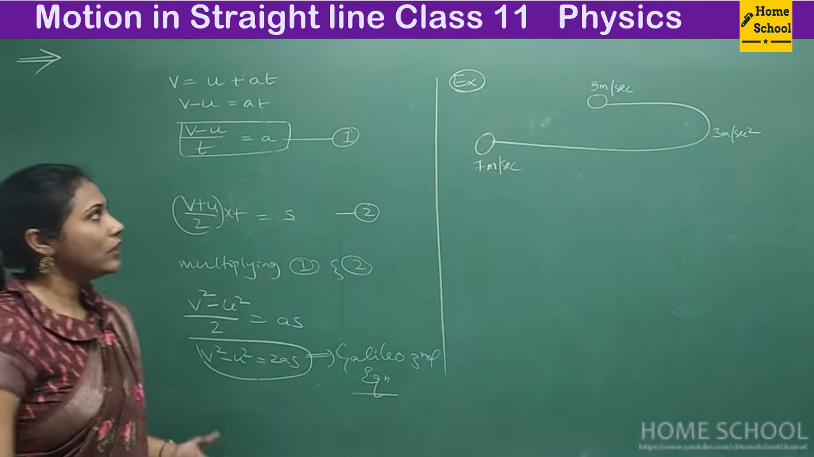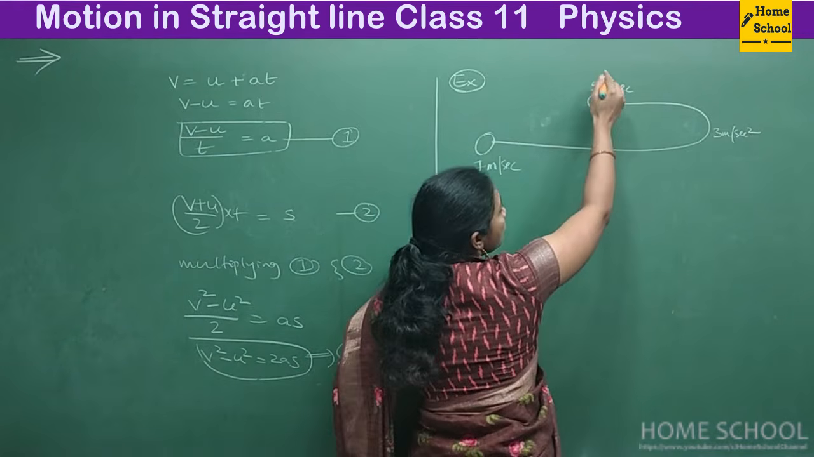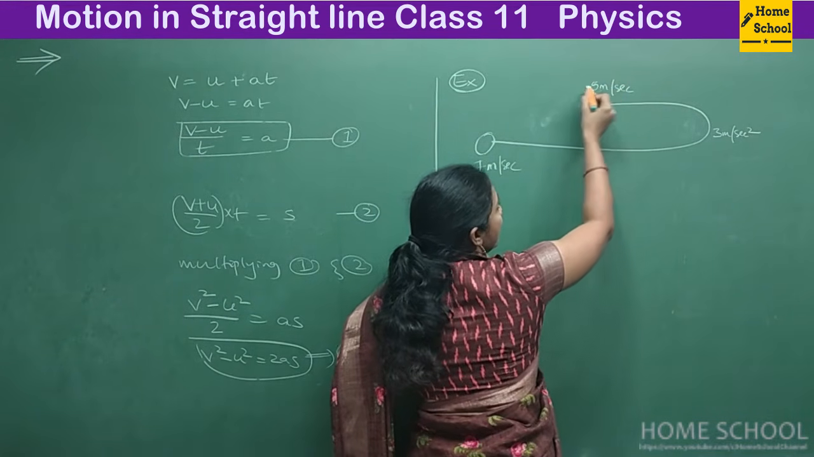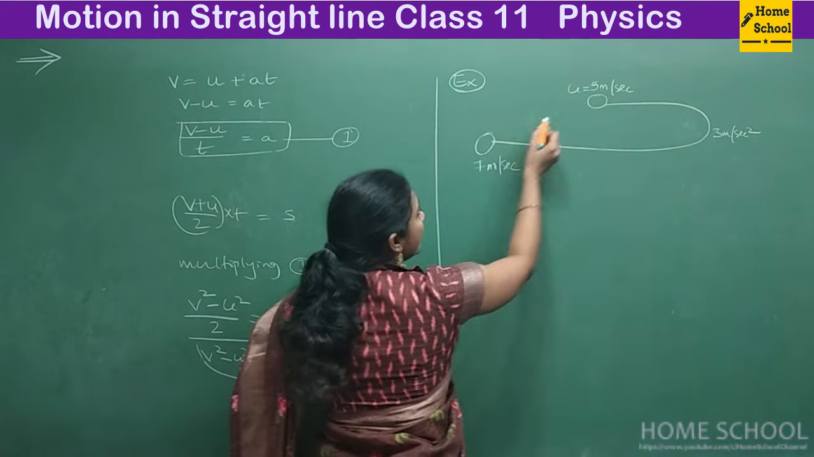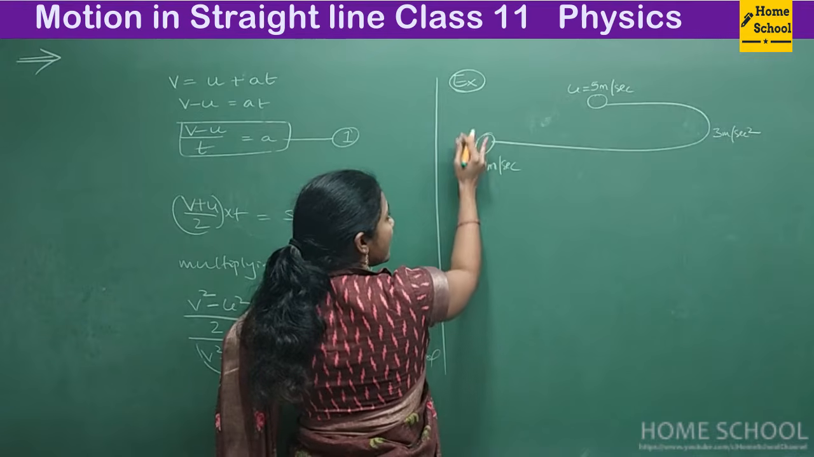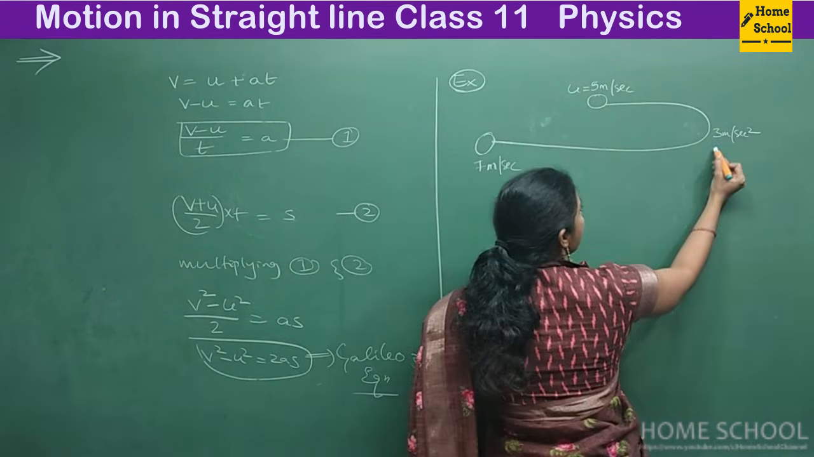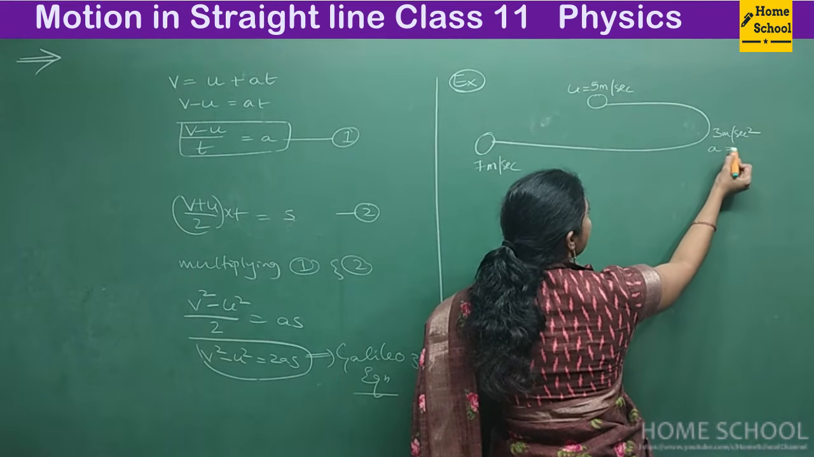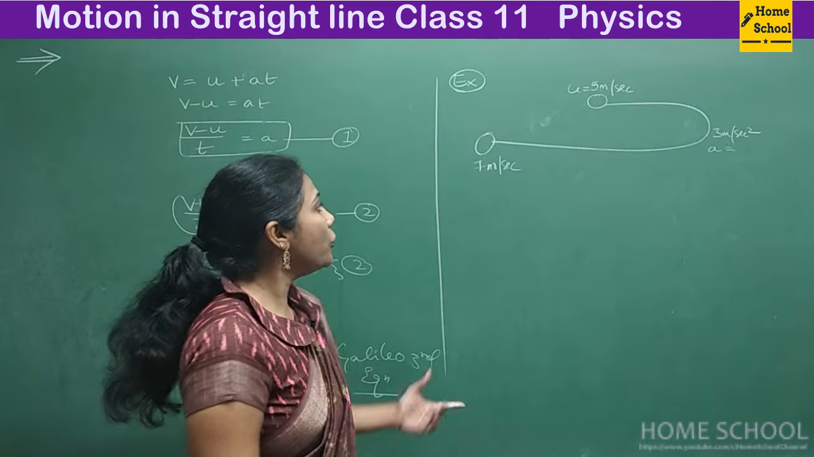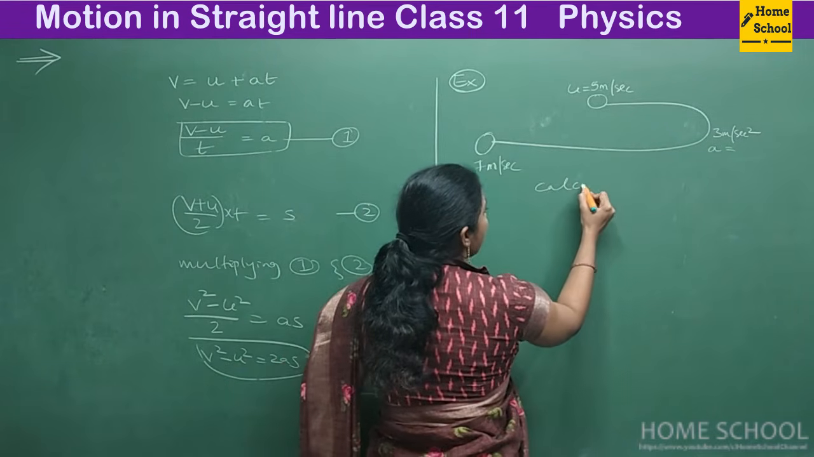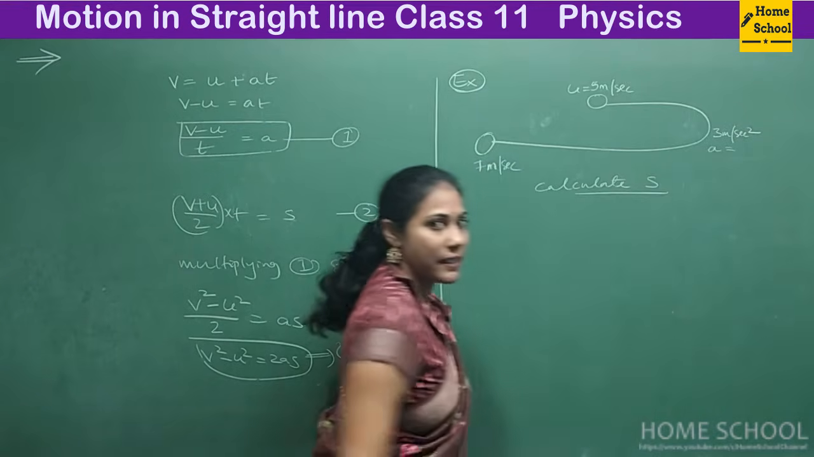Let's see how. Just see this question. You have an object which is moving with initial velocity 5 meter per second. This is u. It's moving and it comes backward. It took a U-turn and came backward, and the final velocity is 7 meters per second. Its acceleration a is equal to 3 meter per second square. You have to calculate displacement here.